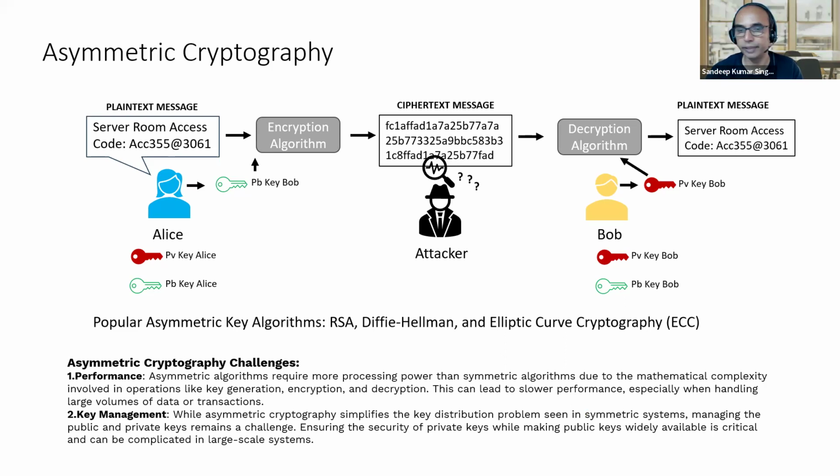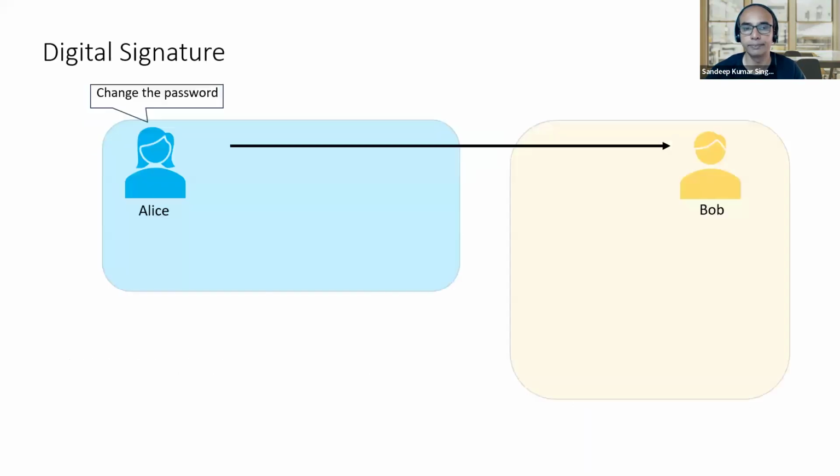Performance, the slowness we already discussed, it is slow. Key management to some extent here also is a problem because finally the private key has to be kept securely, right? We also discussed digital signature. So see, public private key cryptography and symmetric and asymmetric cryptography, that is more from the cryptography perspective, right?